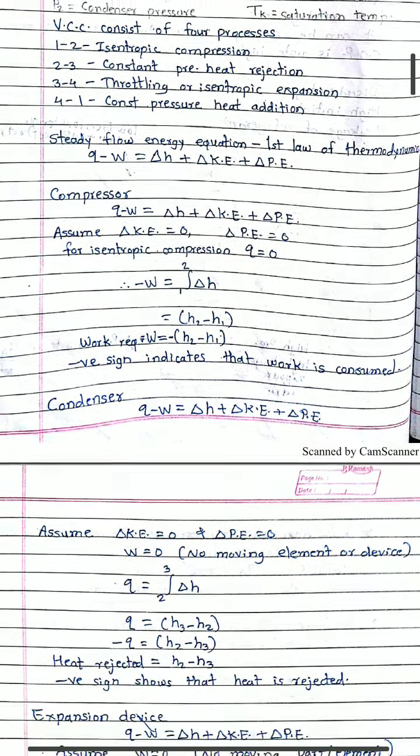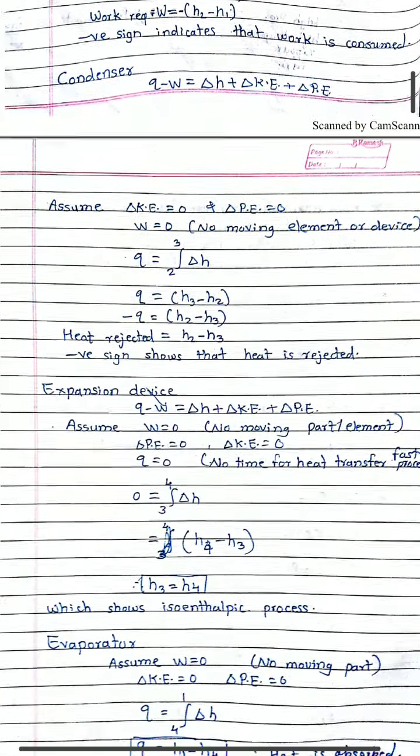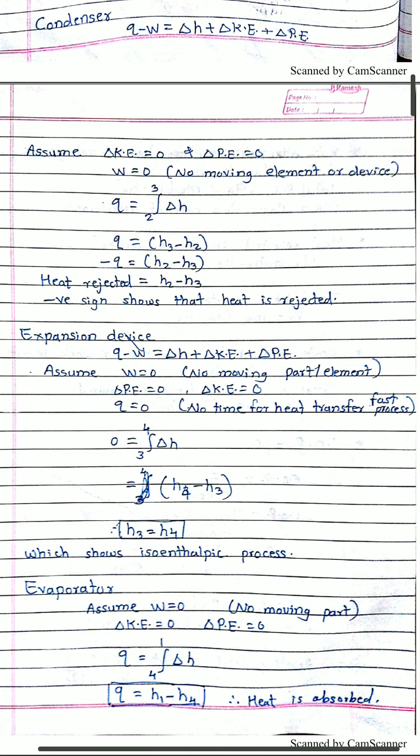So therefore we have taken the minus sign outside the bracket. So minus Q is equal to H2 minus H3. H3 is less, H2 is more, so if you are subtracting H2 from H3, that is H3 minus H2, the value will be negative. So therefore minus Q is equal to H2 minus H3. Now, minus Q is indicating that the heat is rejected by the system.